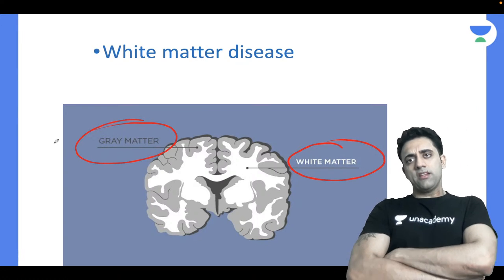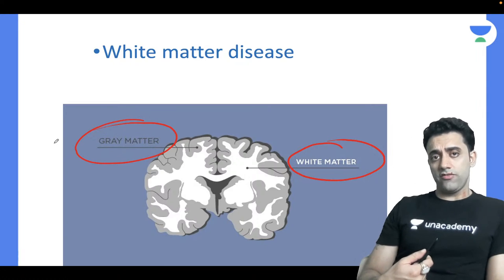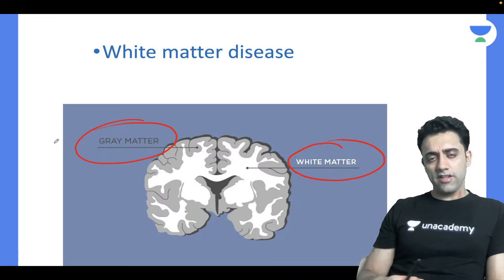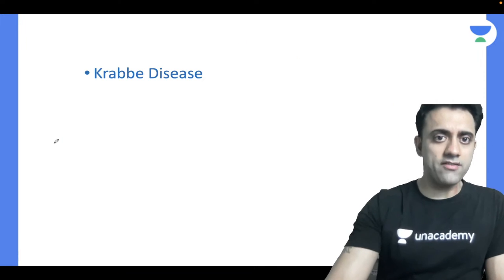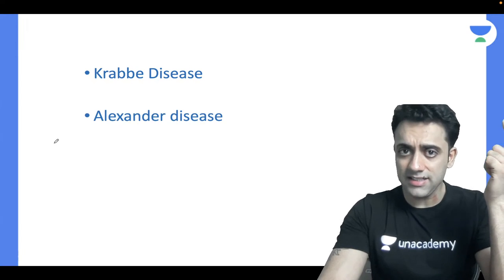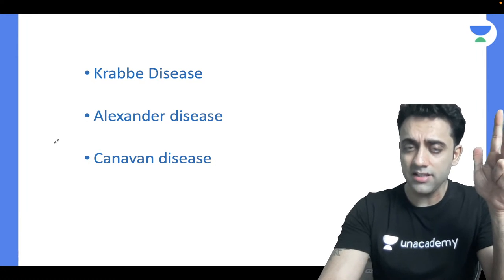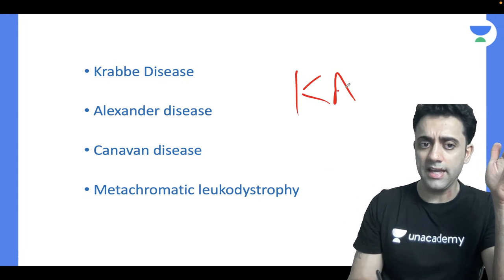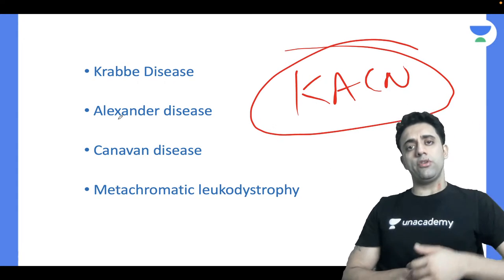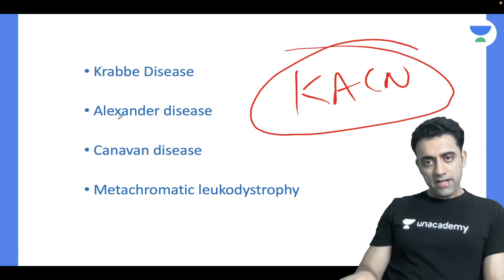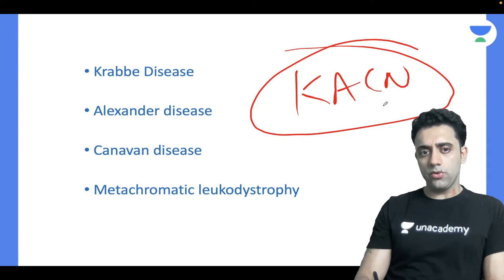Any random cases? What about metachromatic leukodystrophy? Canavan disease, Krabbe disease, metachromatic leukodystrophy. All these are white matter disease. Number one, Krabbe disease. Number two, Alexander disease. Number three, Canavan disease. Number four is metachromatic leukodystrophy. So very importantly, KACM. Yesterday also I told you. So Krabbe disease, Alexander disease, Canavan disease, and metachromatic leukodystrophy.